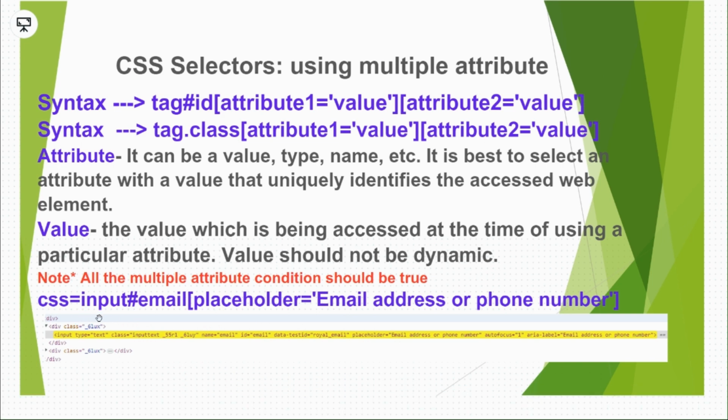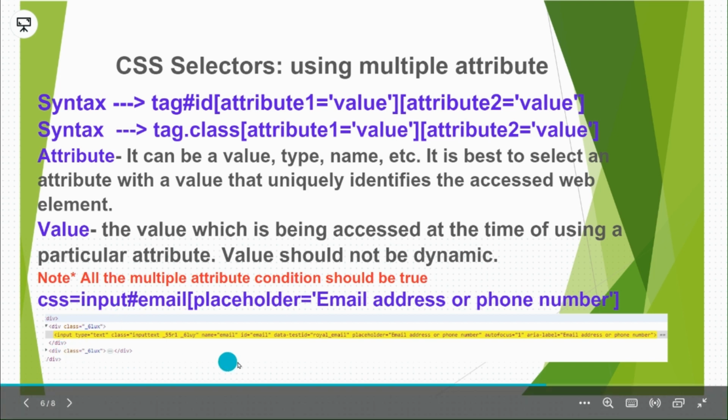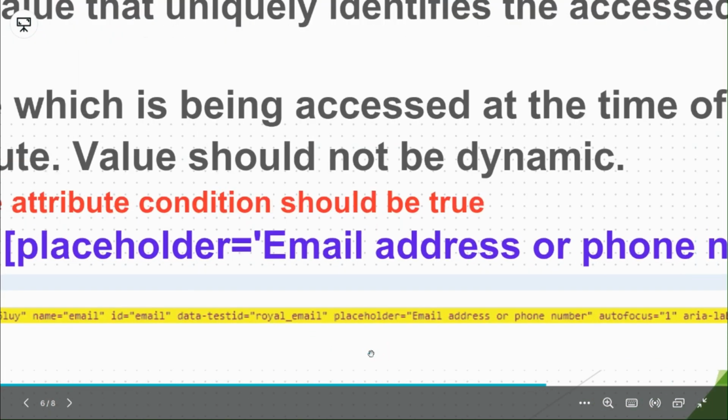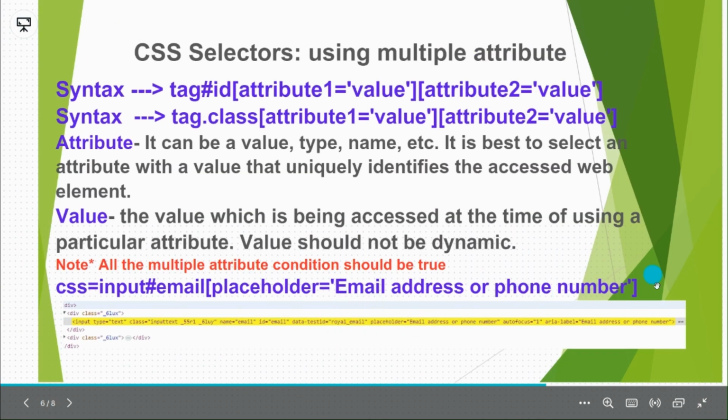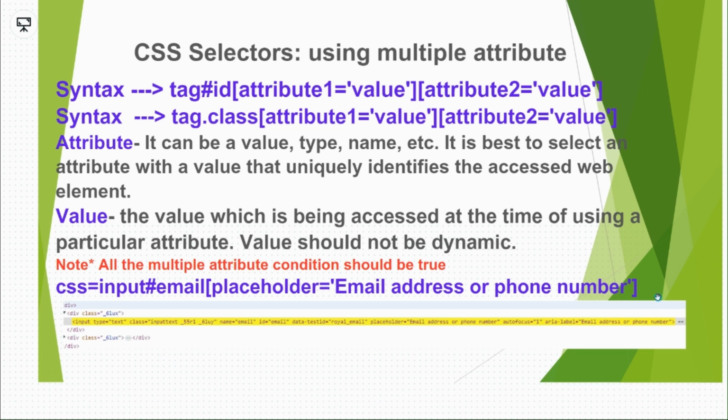So if I use tag and ID, then what would be my syntax? It would be the tag name, which is input here, hash id value. The ID value is email, that's why I have mentioned here input hash email, square bracket, and attribute. I am using the attribute placeholder, and this is the value, email address or phone number. Placeholder and value of the placeholder. So this would be my syntax. And if you want to add another attribute, you can add it in another square bracket.